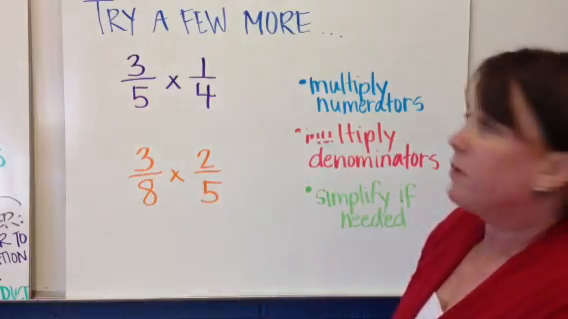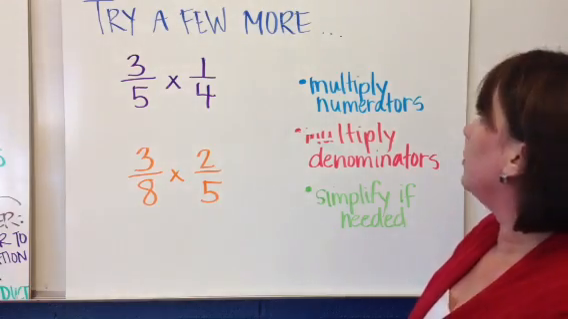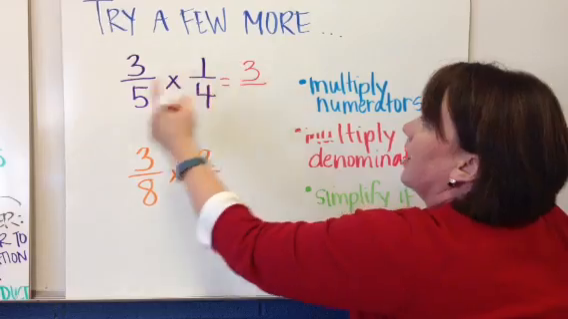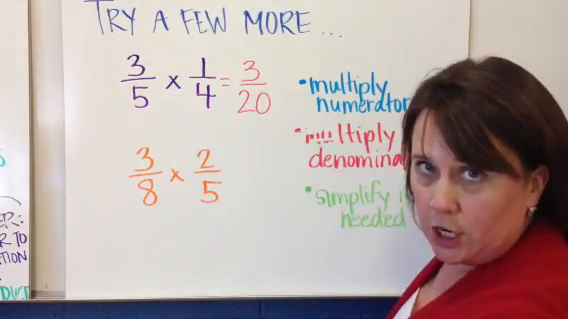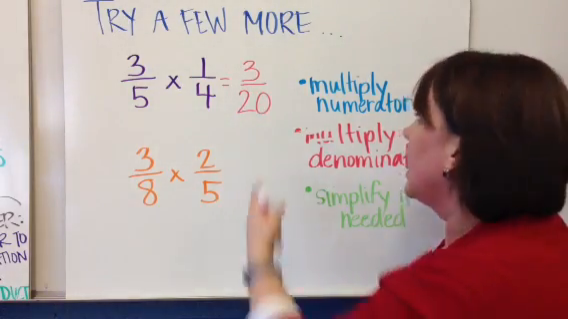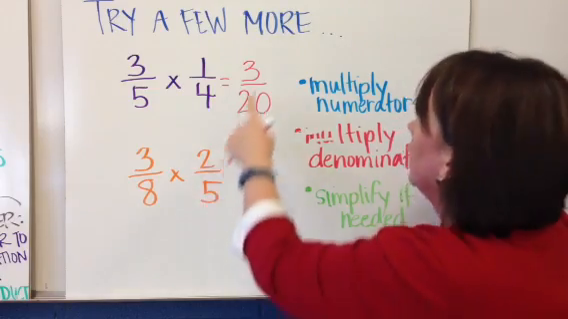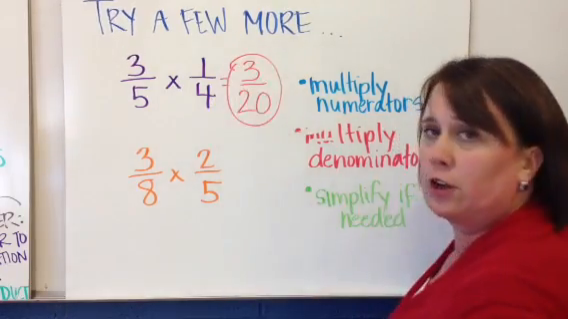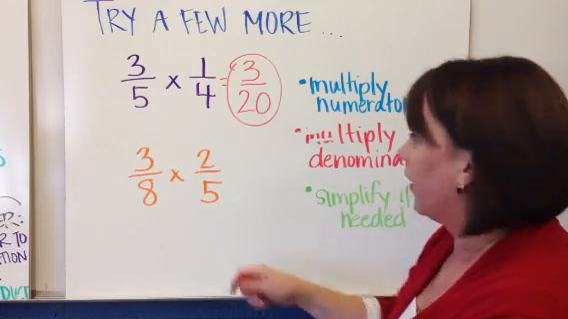Let's try a few more. 3/5 times 1/4. I multiply the numerators. 3 times 1 is 3, and 5 times 4 is 20, because I multiply the denominators. Then I check to see if that can be simplified. And in this case, there is no number larger than 1 that goes into both 3 and 20, so 3/20 is my final product.